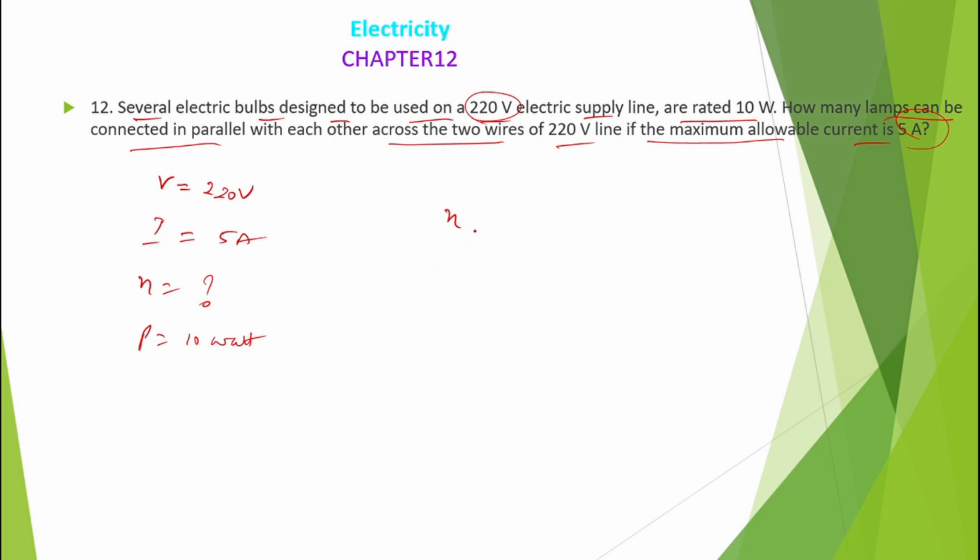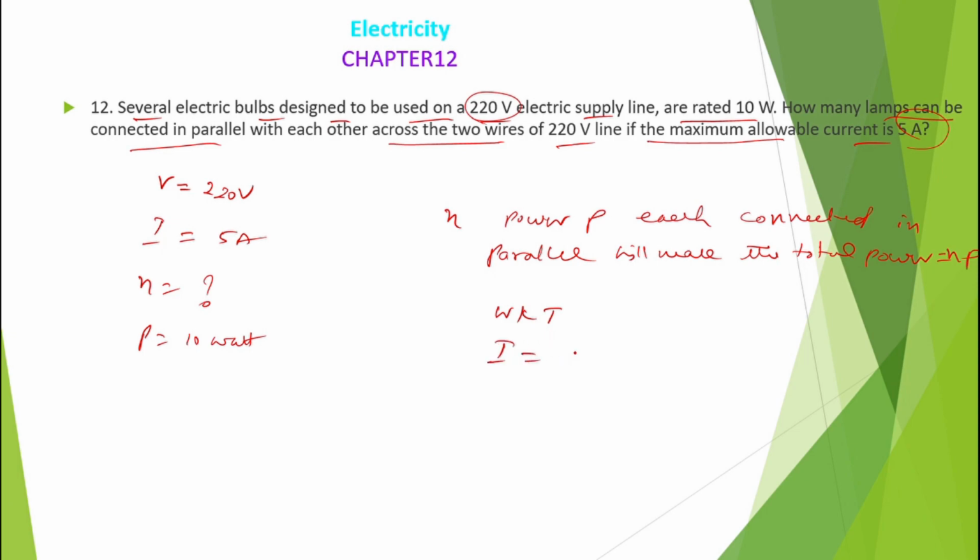Now N bulbs of power P each, connected in parallel, will make the total power equal to N into P. So we know that I is equal to P by V. P is the number of bulbs times power, so that is equal to N into P by V. We want to calculate N, so separate it out. So N is equal to I into V divided by P.